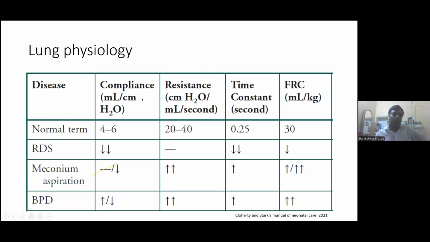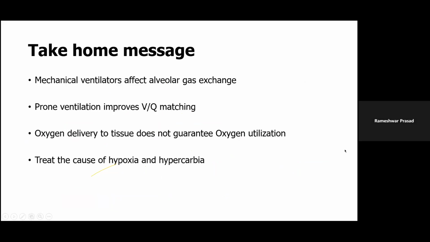These are the normal lung parameters in the newborn. I think this can be discussed in the next class.